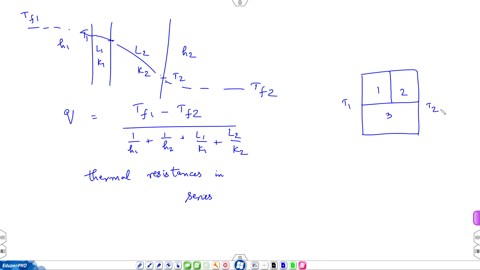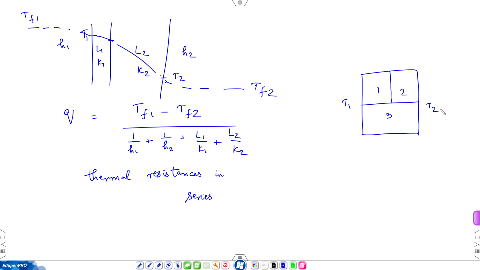So, you can combine 1 and 2, they are in series. That combination is in parallel with 3, and then that will give you the equivalent resistance, and T1 minus T2 divided by the equivalent resistance is the total heat transfer. These are simple problems that you can solve, but it will not give you the temperature distribution.